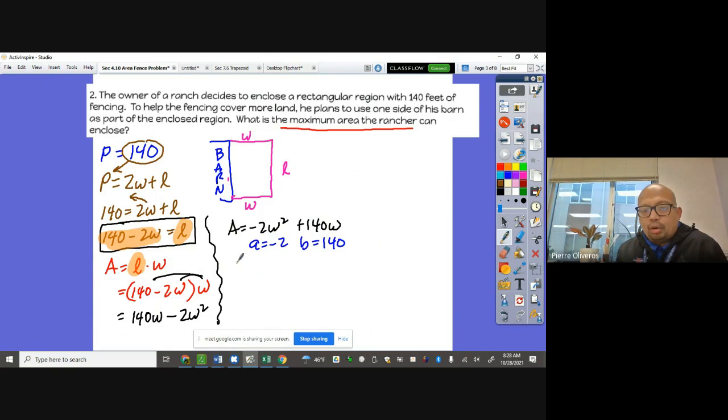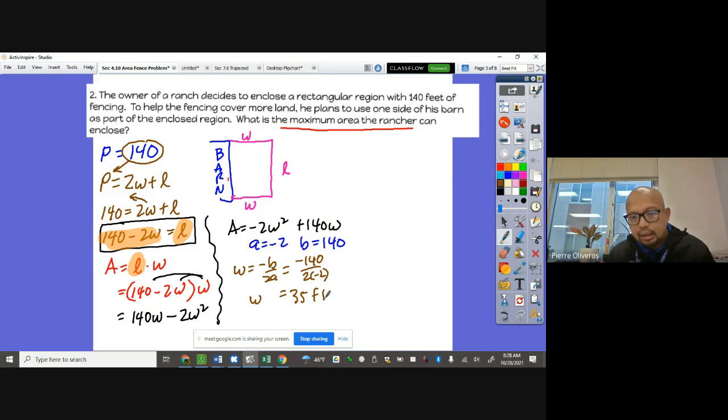So what do I do? The formula for the vertex is W is equal to negative B over 2A. This is negative 140 over 2 times negative 2. What do you get here, guys? Negative 140 divided by negative 4, because 2 times negative 2. So the value of W here is 35 feet.